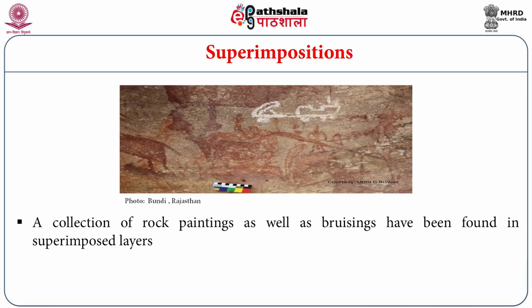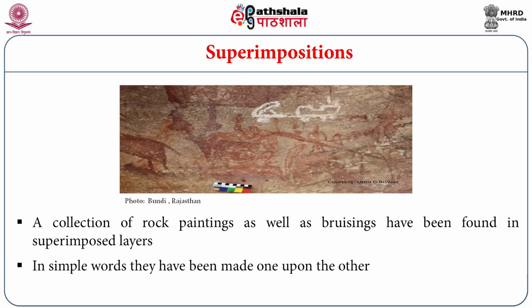Superimposition, this is another important aspect. This normally we wouldn't do. If somebody has written, you wouldn't go and write over them. But ancient people were writing over and over again. We don't know why they did that. We find these kinds of superimposition and overlapping paintings, and they occur at several sites.